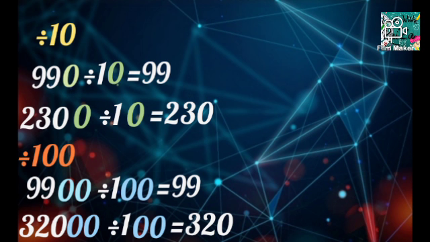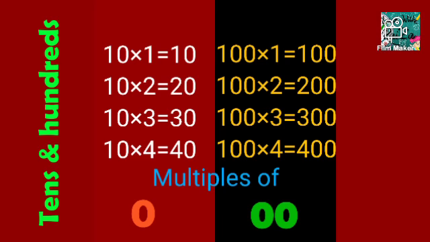Similarly, 32,000. 32,000 is containing 3 zeros. So if we divide by 100, the last 2 zeros get cancelled off with the zeros of the 100. So this is how to divide a number by 10 and 100. Now I'm going to teach you multiplying tens and hundreds. 10 times 1 is 10. 10 times 2, 20, 30, 40. We call them tens. And 100, 200, 300, 400, they are called hundreds.